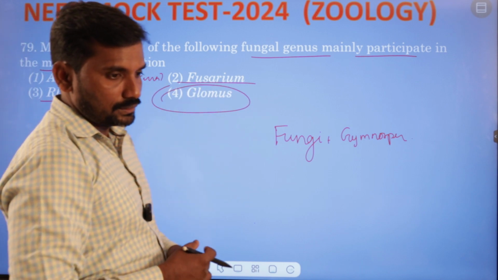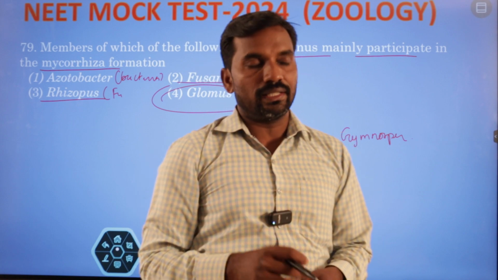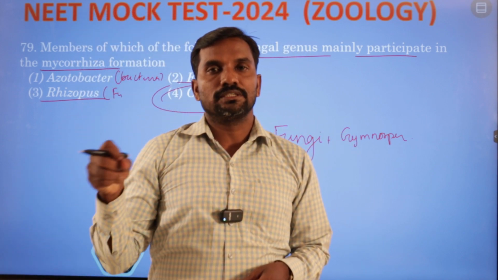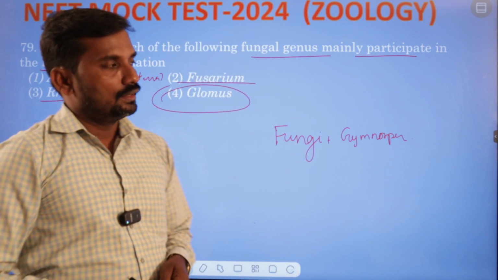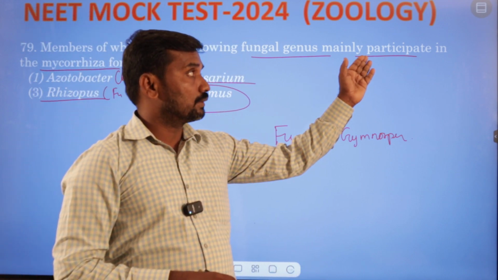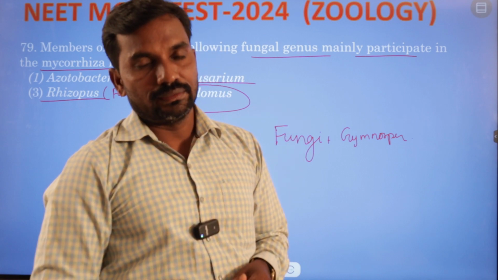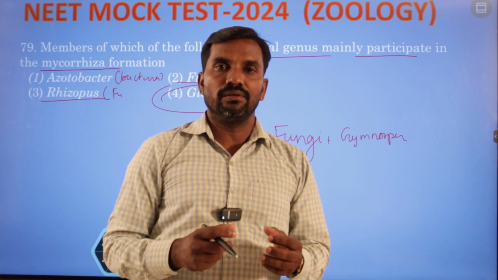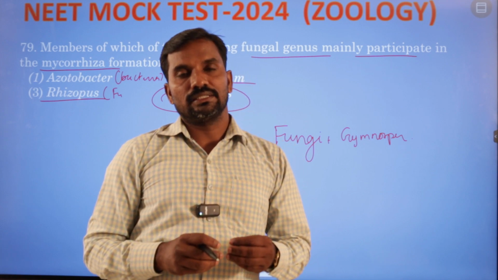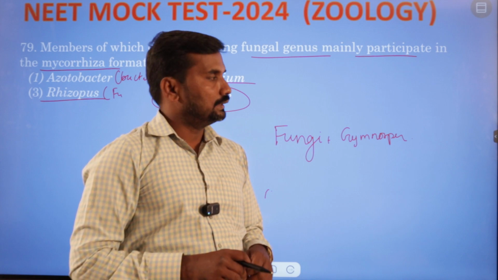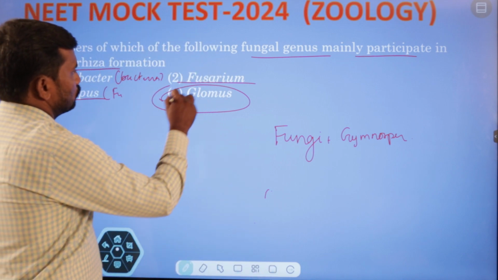The fungus associates with the root system of higher plants. Its primary role is absorption of phosphorus from the soil. Not only phosphorus, but when the mycorrhizal association with Glomus is present, the higher plants are able to withstand a high amount of drought, and root-borne diseases cannot easily attack the plants. So the correct answer is Glomus.